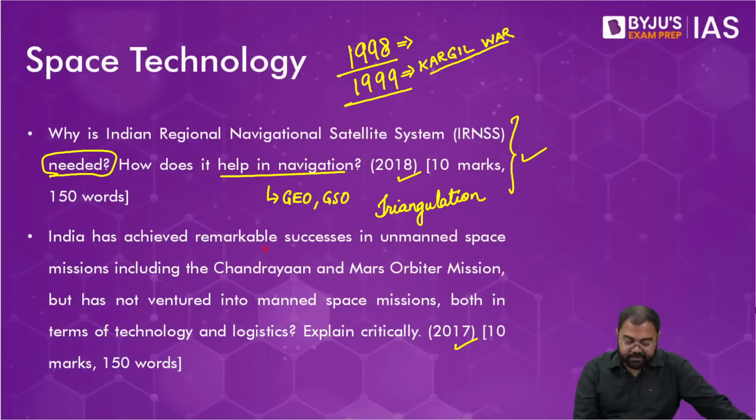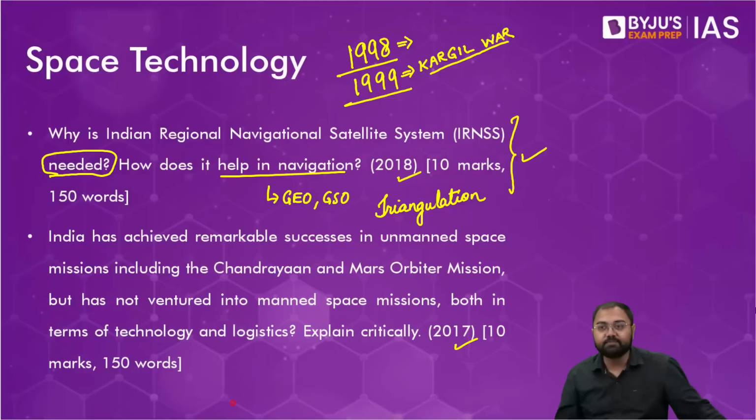Next question. India has remarkable successes in unmanned space missions, including Chandrayaan and Mars orbital missions, but has not ventured into manned space missions, both in terms of technology and logistics. Examine critically. So this was the time when we were talking about the Gaganyaan mission for the first time. That now we'll be working on a human space flight, which has never happened in India until now. So that's where the challenges are, technological challenges and logistical challenges. So it was also pretty much a current affairs based question because it was in the news back then.